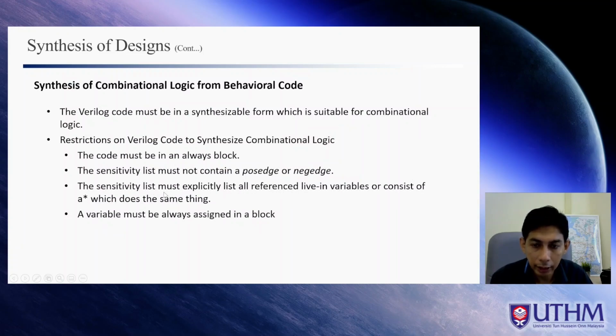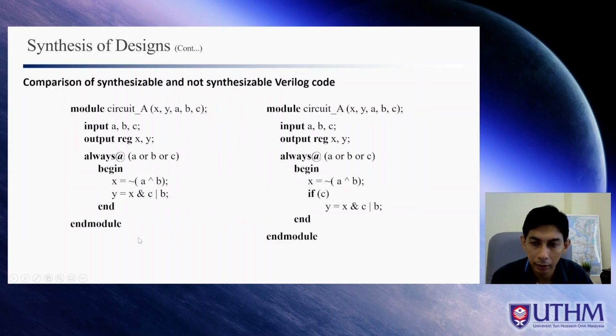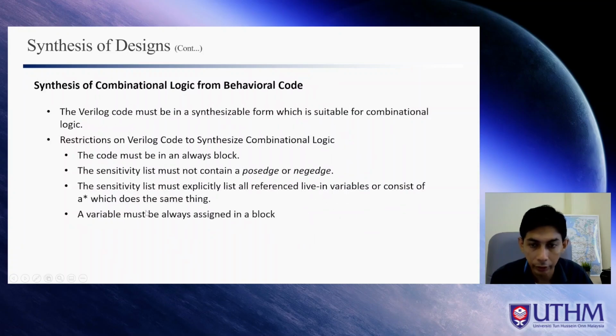The sensitivity list must explicitly list all referenced live-in variables, or use a construct which does the same thing. So yes, you need to have the sensitivity list. A variable must always be assigned in an always block. A variable means that any variable you assign in an always block, you need to declare as reg. So those are the things that you need to do when you want to create combinational logic using behavioral code.